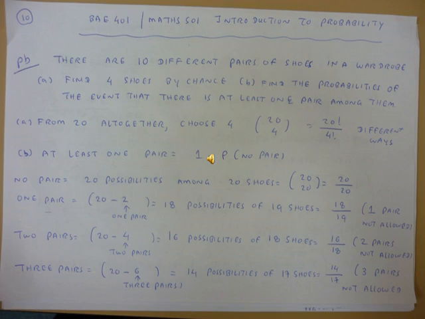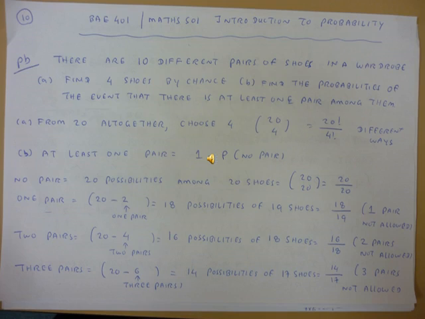To have this no pair. So this is for the equation. So the one pair, you take out the one pair. So if one pair will be the two numbers of the shoe, so there will be 20 minus 2, there will be 18 possibilities.